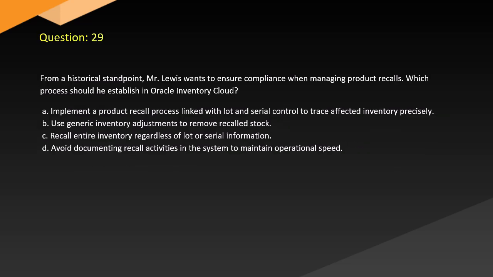Question 29. From a historical standpoint, Mr. Lewis wants to ensure compliance when managing product recalls. Which process should he establish in Oracle Inventory Cloud? A. Implement a product recall process linked with lot and serial control to trace affected inventory precisely. B. Use generic inventory adjustments to remove recalled stock. C. Recall entire inventory regardless of lot or serial information. D. Avoid documenting recall activities in the system to maintain operational speed.